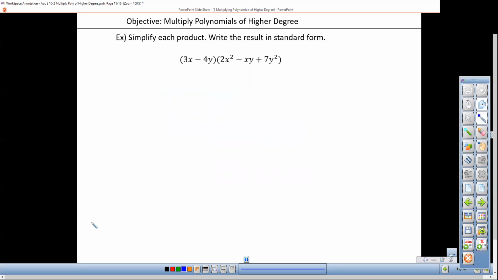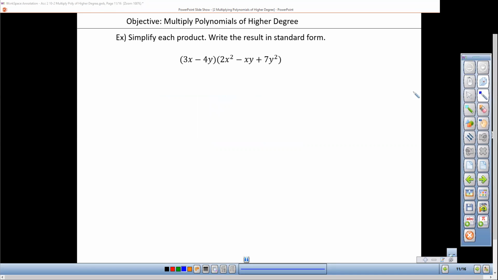All right, so here we are multiplying a binomial and a trinomial again. The difference here, as we can see, is that we do have terms that have multiple variables, x's and y's, and we have a mix: an x term of 3x and an x term of 2x squared, and then a y term of 7y squared and a y term of 7y, and we've got this xy, so we've got lots of different things happening here.